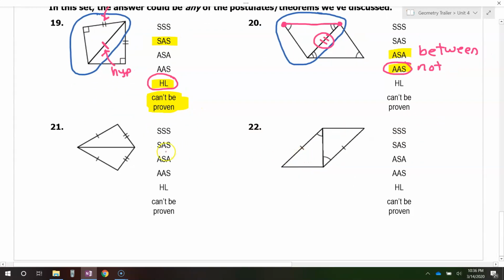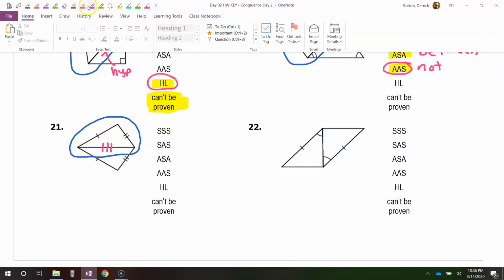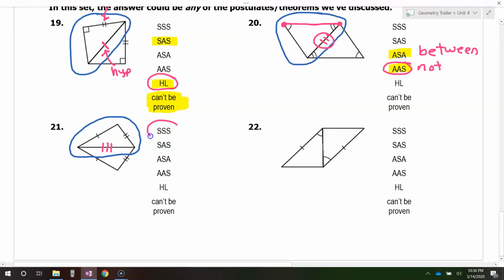All right. Problem number 21. Let's go ahead and mark the shared side. Okay, now let's focus our eyes on one triangle at a time. For example, this one. What type of information do we have? Well, looks like we have all three sides. Well, there's only one possibility then. That is side-side-side. That's the only one that has all three sides.